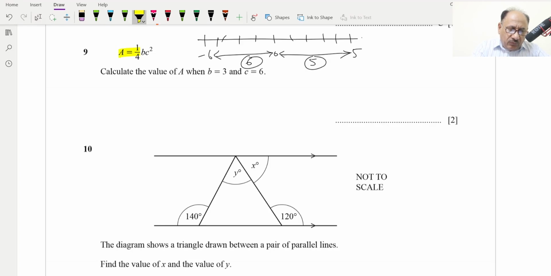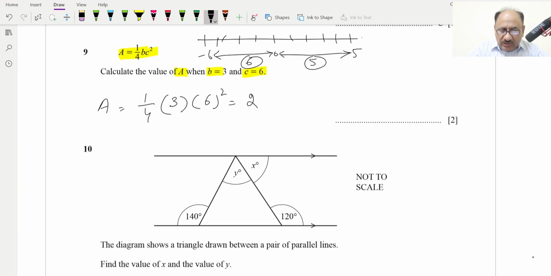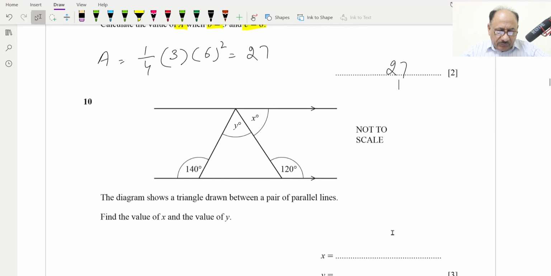This formula is provided. Calculate the value of A. B is equal to 3 and C is equal to 6. So we will replace the values. We can write, for example, A is equal to 1 by 4, and B value is 3, and C value is 6. So 6 squared, and we can use a calculator to simplify this. 1/4 multiplied by 3 multiplied by 6 squared will be equal to 27, and our answer will be 27 over here.